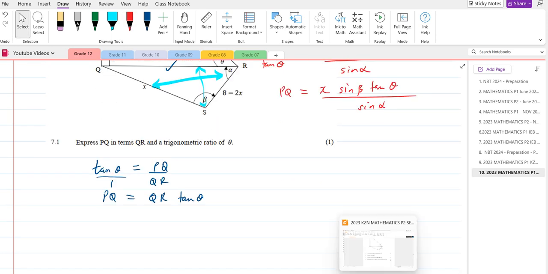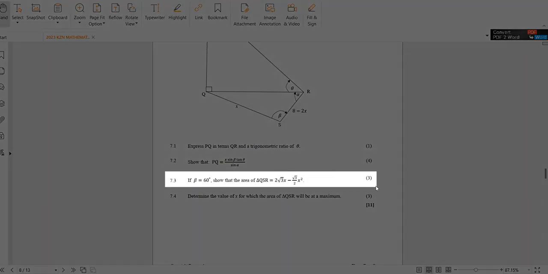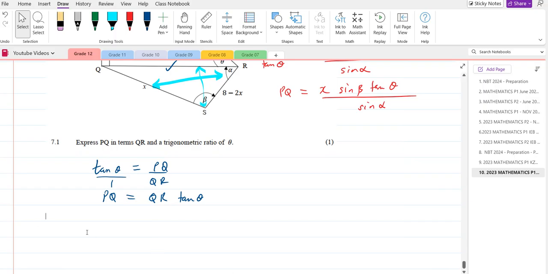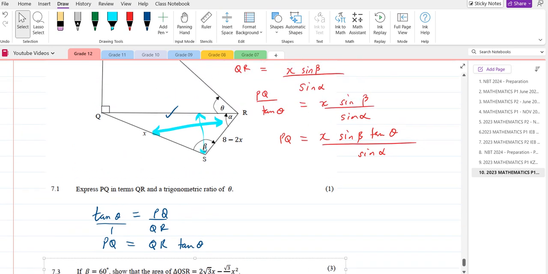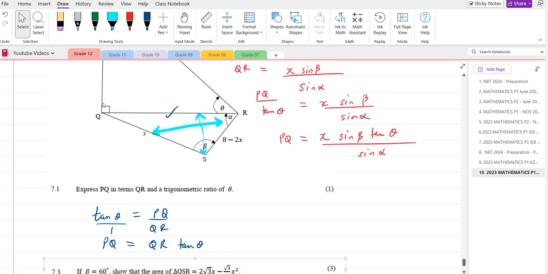What's the next question? The next question is, if beta equals 60 degrees, calculate the area. Right, so quite simple as well. They're telling us beta is 60, show that the area of triangle QSR. So beta is 60, so QSR is going to be x multiplied by 8 minus 2x, and a half, so a half x times 8 minus 2x times sine 60.